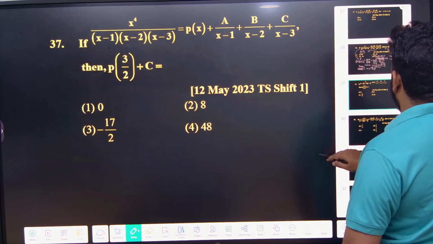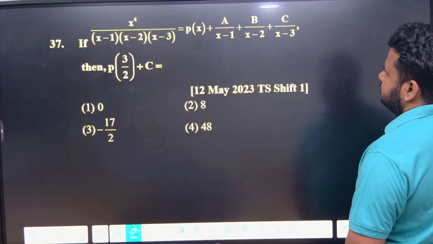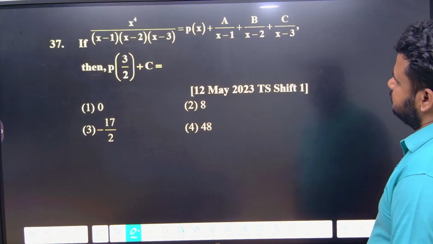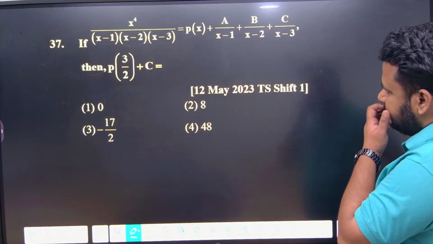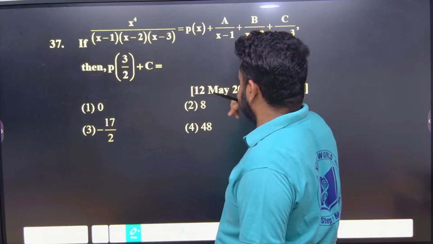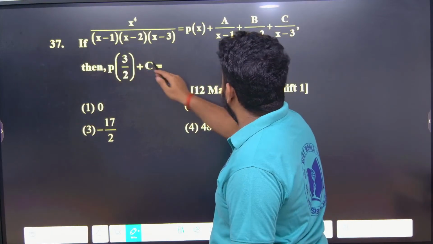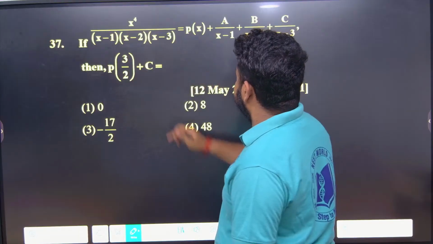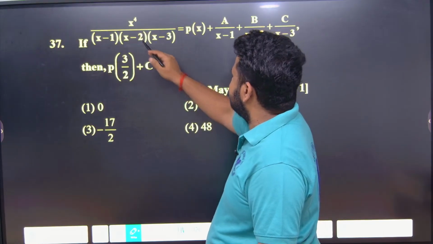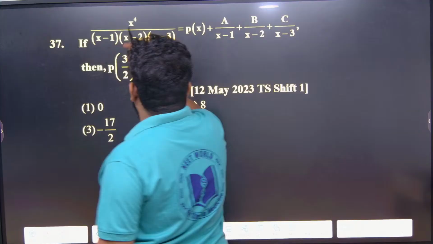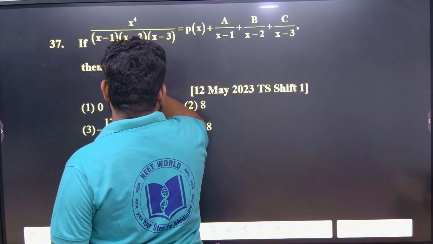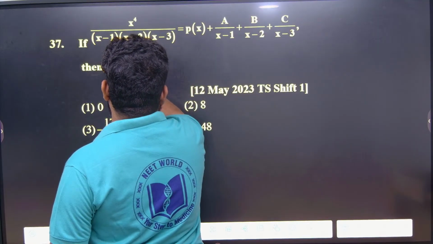They will ask p(x), p(3/2), something like this. Look at this. When they give the question like this, x power 4 over (x minus 1)(x minus 2)(x minus 3) is given, a by (x minus 1), b by (x minus 2), c by (x minus 3), all this is fine. They are asking p(3/2) plus c, which you can find out directly, that is fine, but p(x) here you cannot deduce directly. So for p(x), the numerator power is 4, the denominator power is 3, so we have 4 minus 3, that is 1.